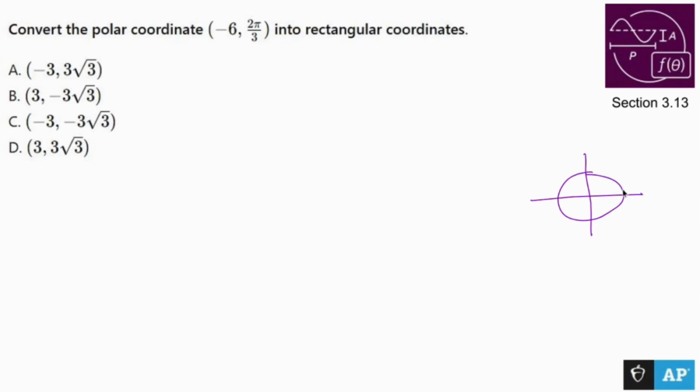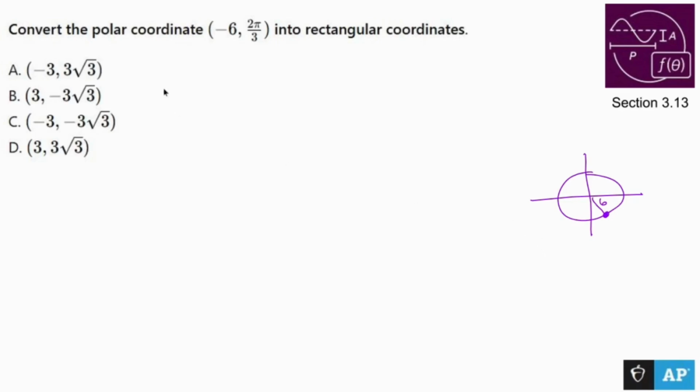You go over to where 2π/3 is, which is right around here. But instead of going towards it 6, you go backwards 6, which lands you over here somewhere. So we're 6 units out and landing somewhere in quadrant 4. Now, knowing that, we might be able to say our answer already, and it looks like we can, but let's not do that right now. Let's do the actual math behind it.